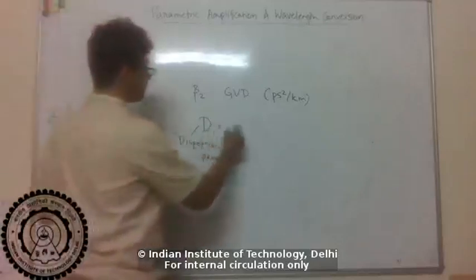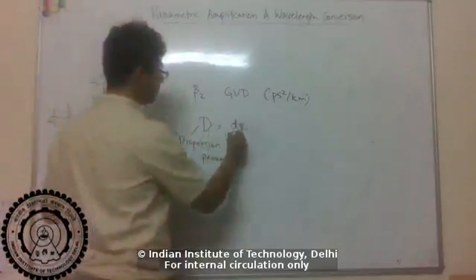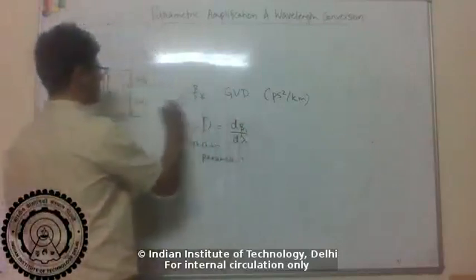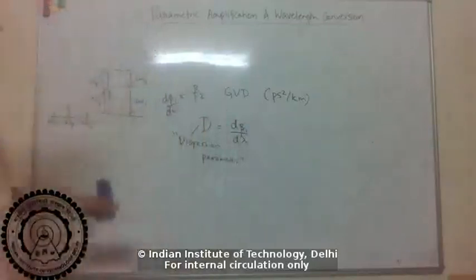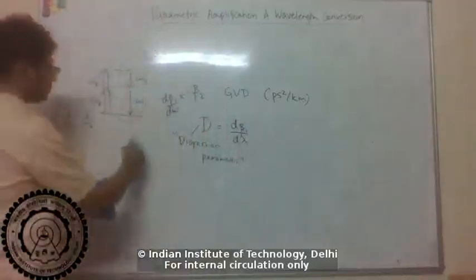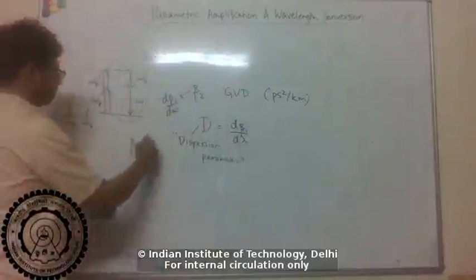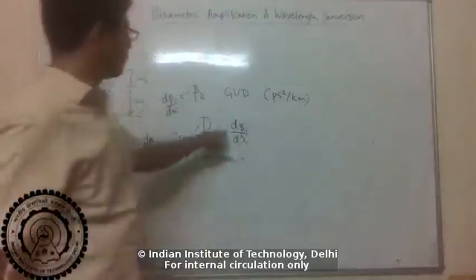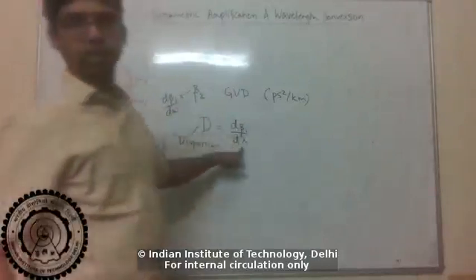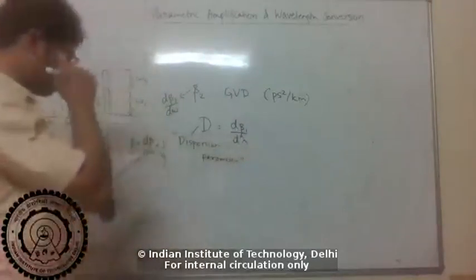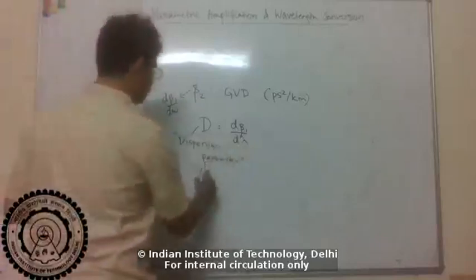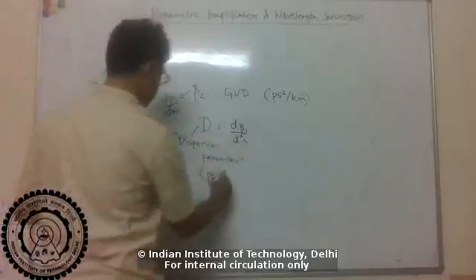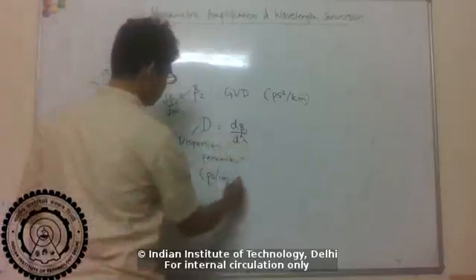Okay, and it's defined as the derivative of beta 1 with wavelength. So beta 2 is d beta 1 by d omega, right? Where beta 1 is d beta by d omega, or 1 over vg. So this D is defined as the derivative of beta 1 with wavelength. Okay. So this has units of picosecond per nanometer per kilometer.